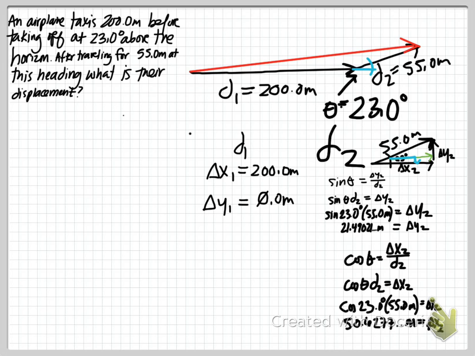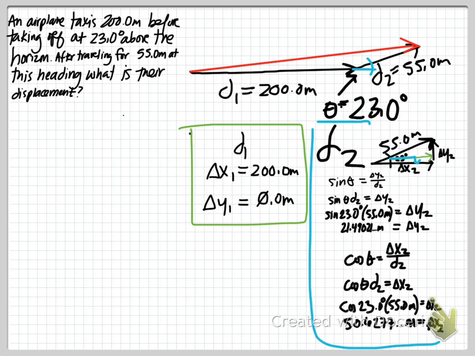And this is where I very often color code. I'm going to make everything associated with D1 green, everything associated with D2 this pretty blue color, and you can break it down any way you want. And then all my resultant calculations I'll do in red.